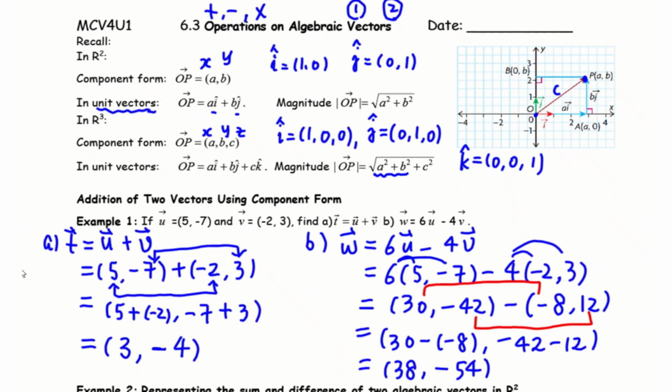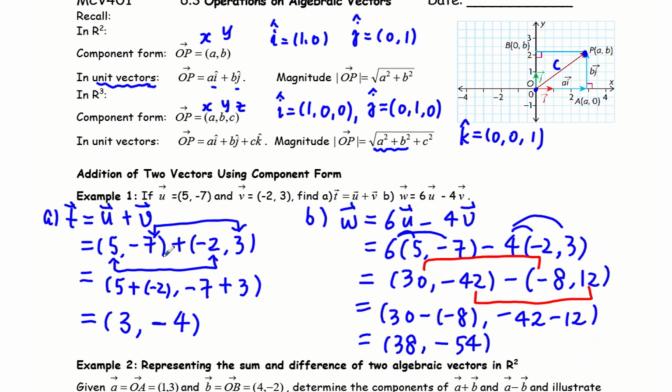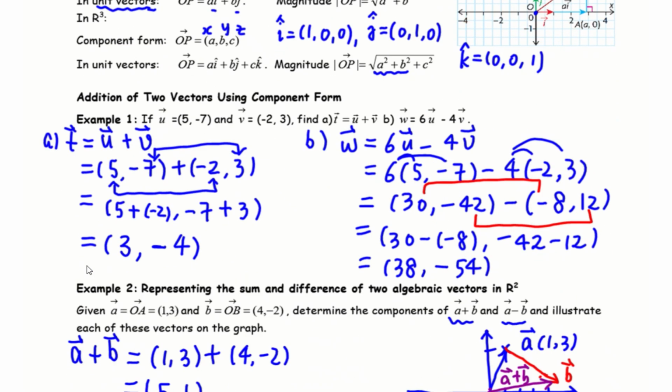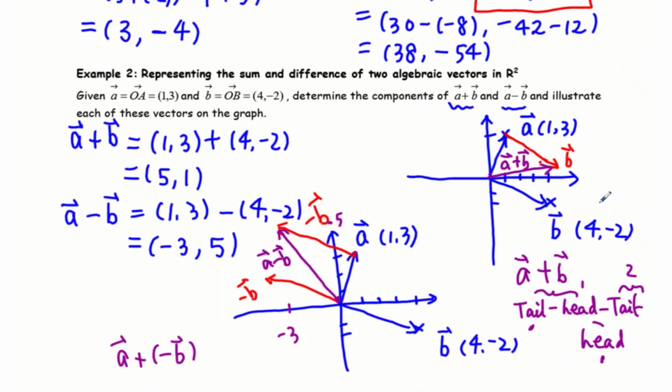Then for adding, corresponding x components add together, y components add together. If we have a number at the front, it's like expanding binomials or trinomials, we just multiply it by each component in the bracket, then do the adding and subtracting accordingly. And for adding, you will see it is tail to head, tail to head. And if we subtract, we just flip that vector to the opposite direction, then we do a plus -b to find the sum.